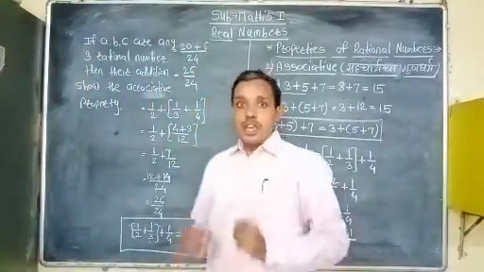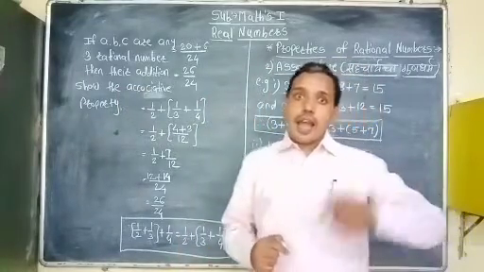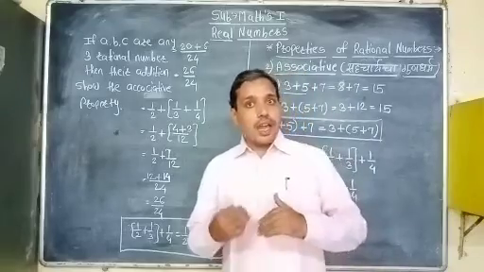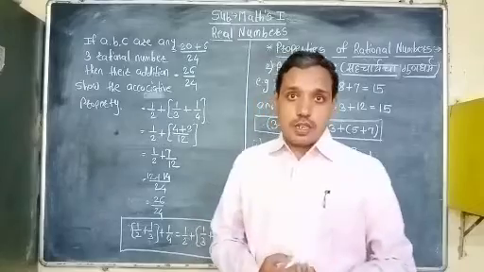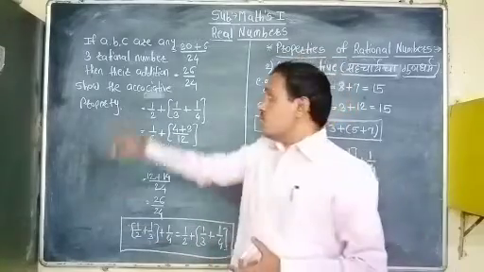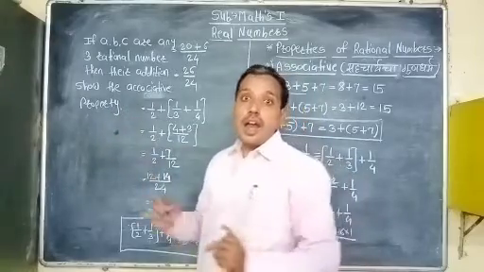That means if we add any three rational numbers, and if we interchange the grouping of any one rational number, then their additions show the associative property of addition.